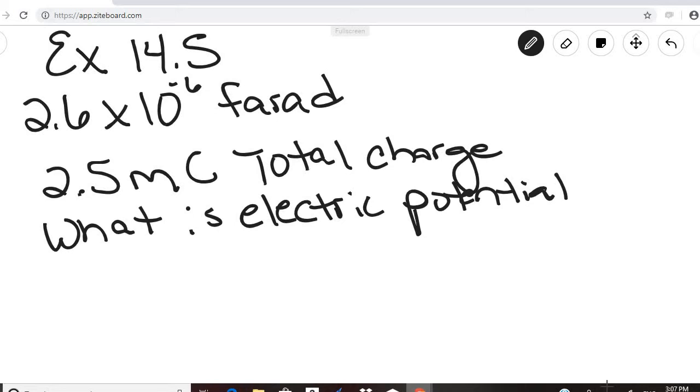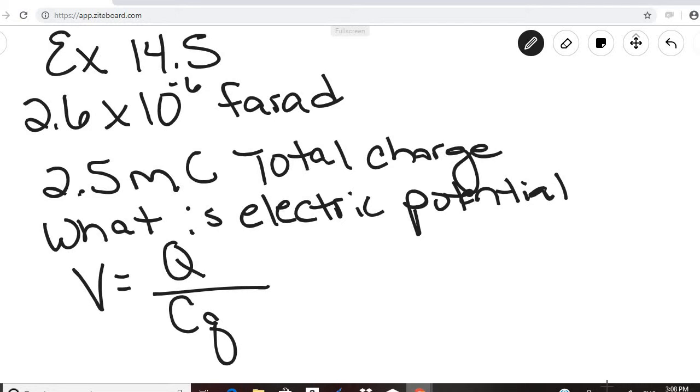Okay, so we know that the electric potential is equal to Q, the total charge, divided by the capacitance. So this 2.5 millicoulombs is the total charge that is on the positive plate, and then this would represent the capacitance of the capacitor. Okay, so this is just a simple matter of putting in the values.